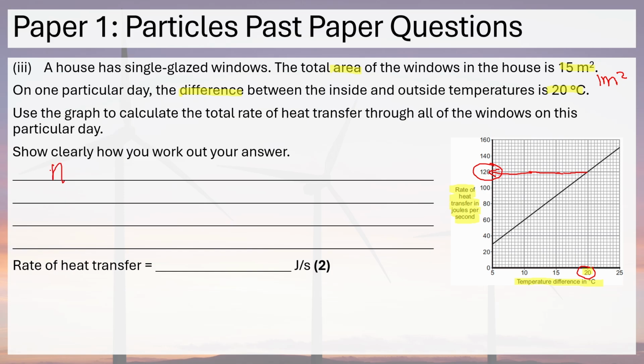So at 20 Celsius, we've got 120 joules per second for 1 meter squared. But we've got 15 meters squared, so we're going to have to do 120 multiplied by 15 in order to get our answer for the whole house as opposed to just one window. So when we multiply those two numbers together, we get 1,800 joules per second in total.